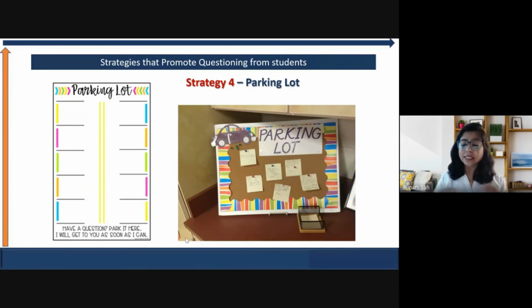So these are some of the ways. There are multiple other ways of creating a questioning classroom, but these are some of the ways by which you can make your children create questions inside the class.